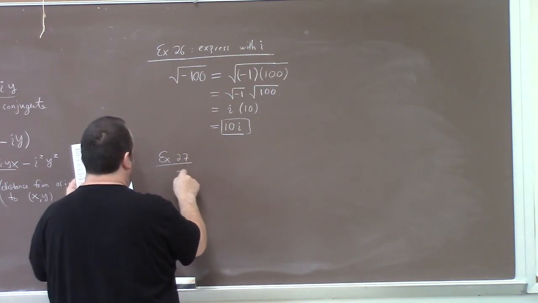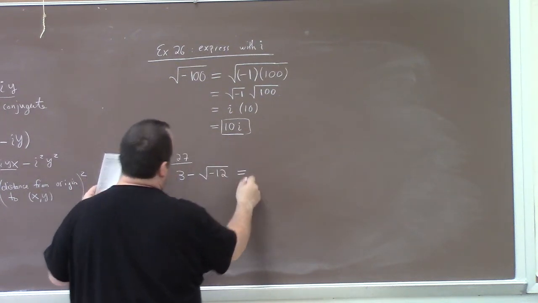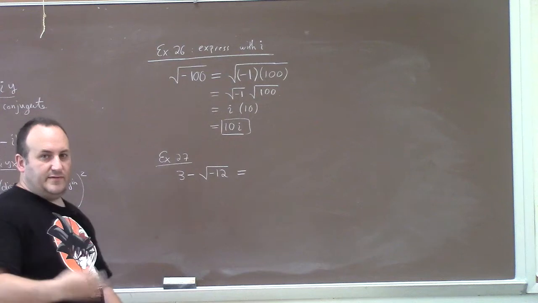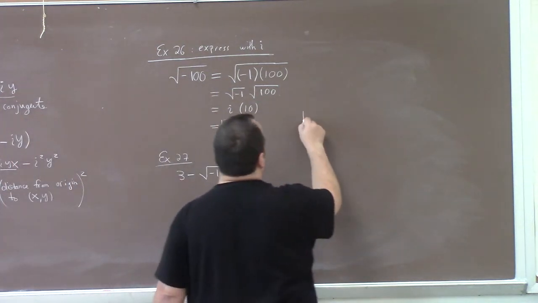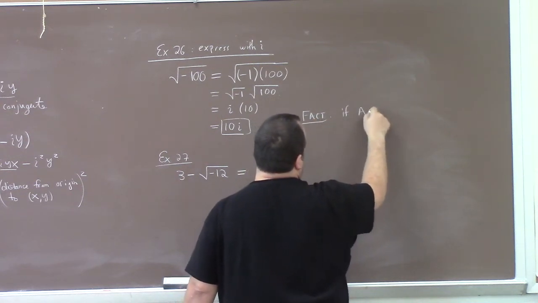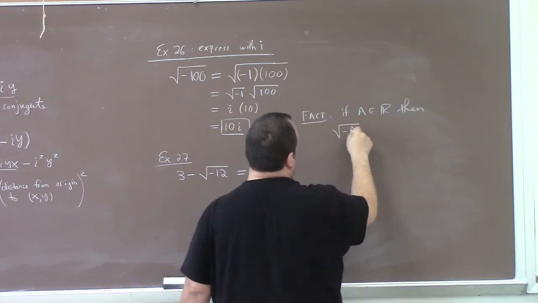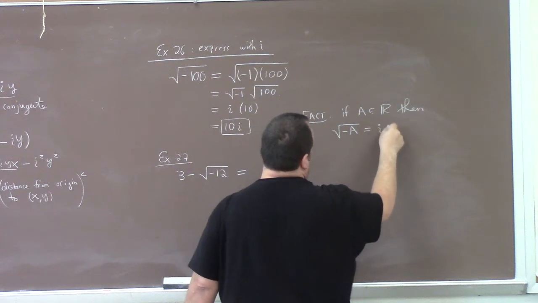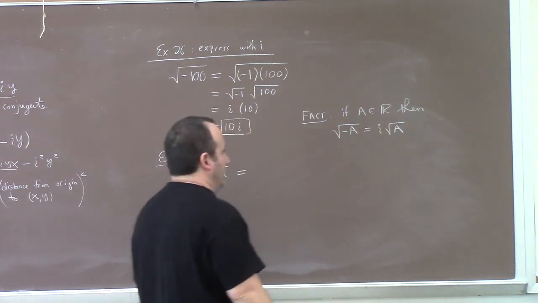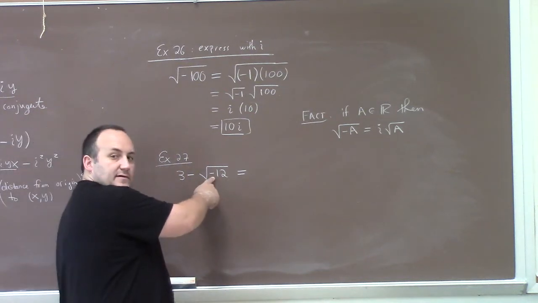Here you've got 3 minus the square root of minus 12. So there's a more general pattern to notice here. If a is a real number, then the square root of minus a is equal to i times the square root of a. So a minus in a square root pulls out to be an i. We can think about it operationally like that. So I've got this minus, I can pull it out to get an i.